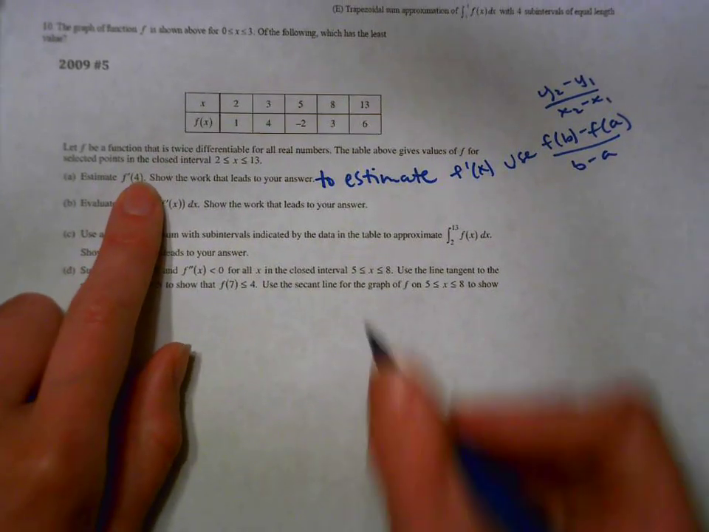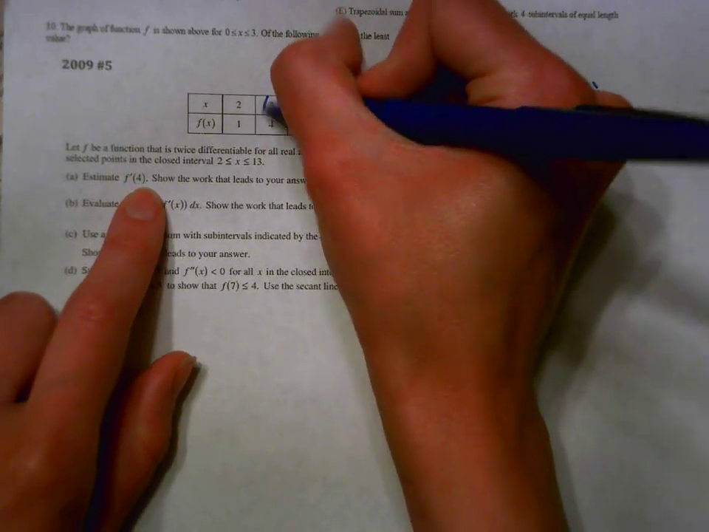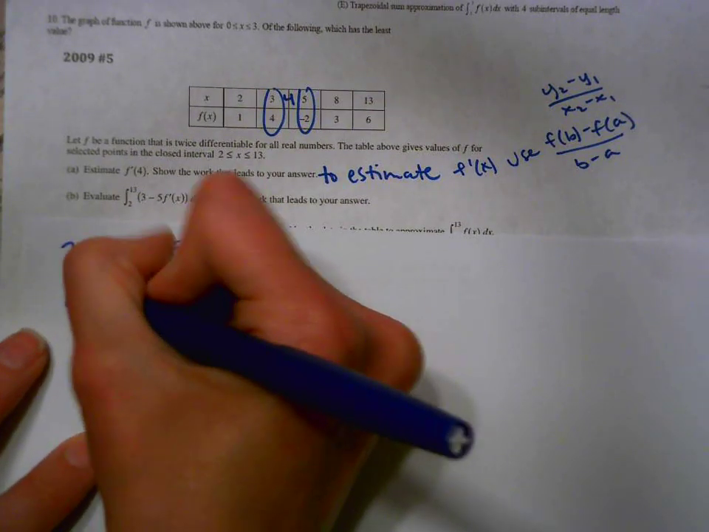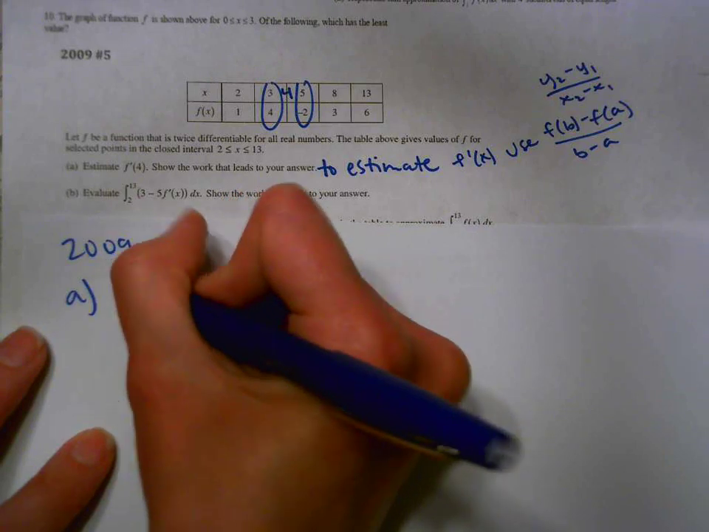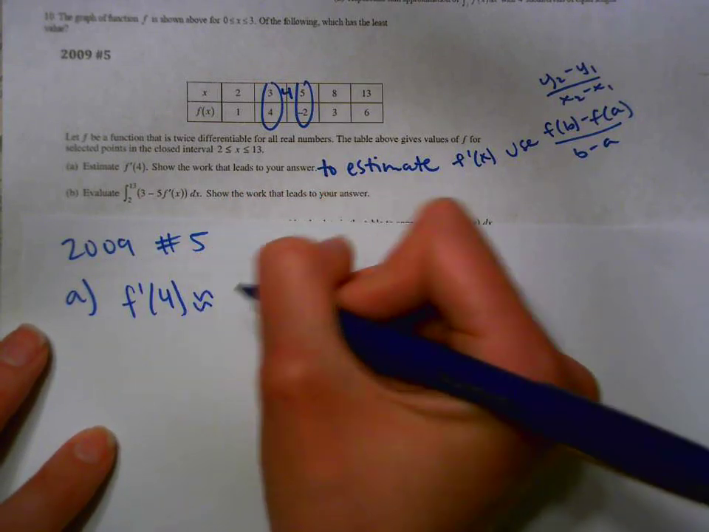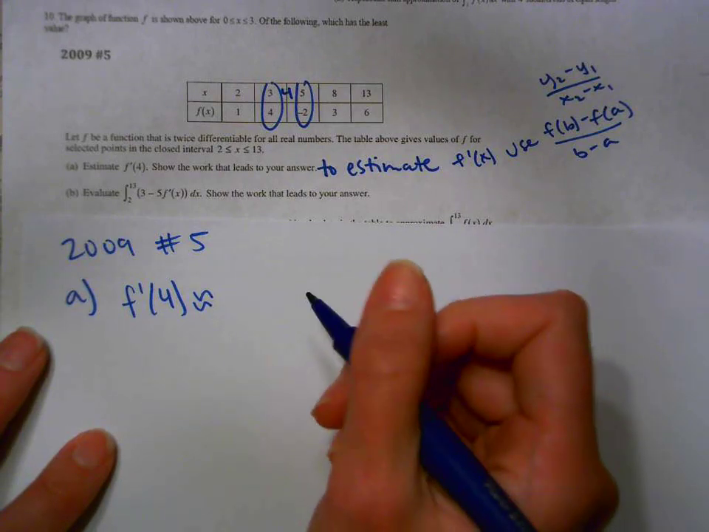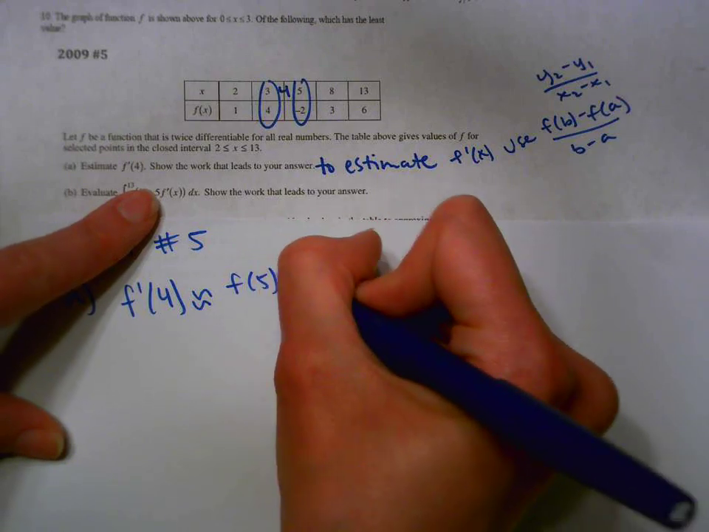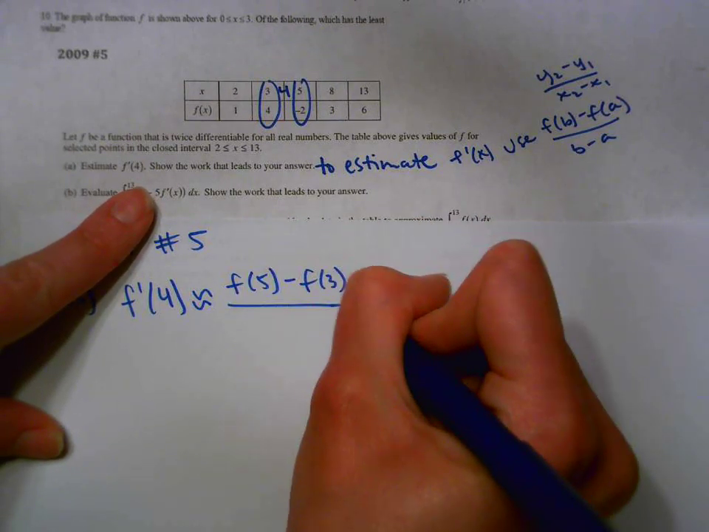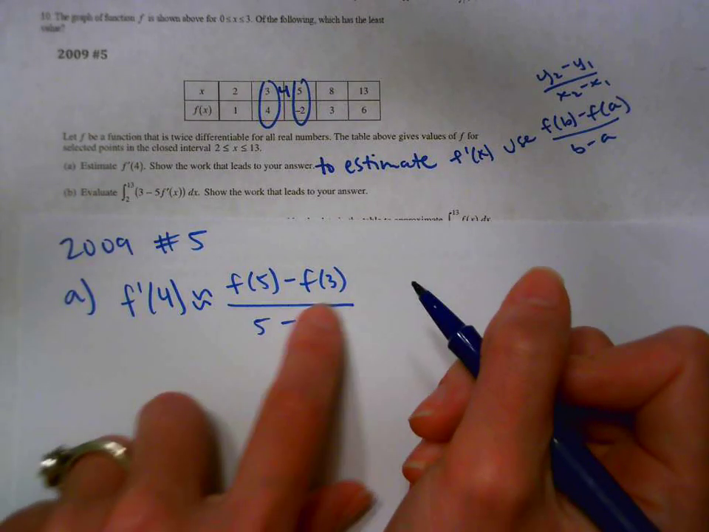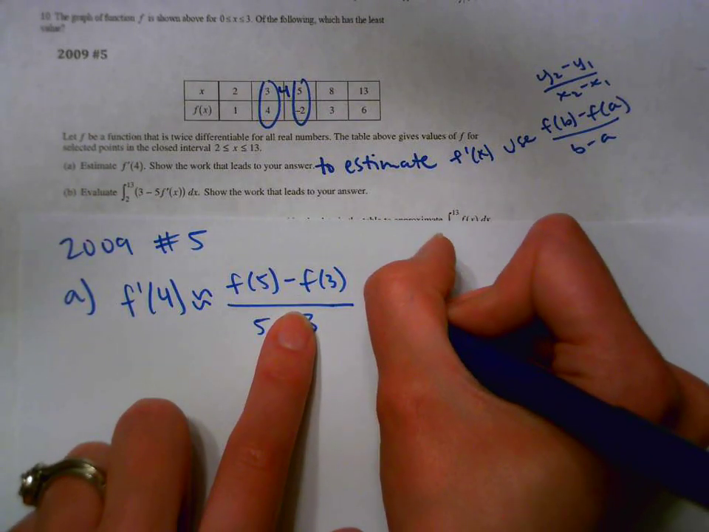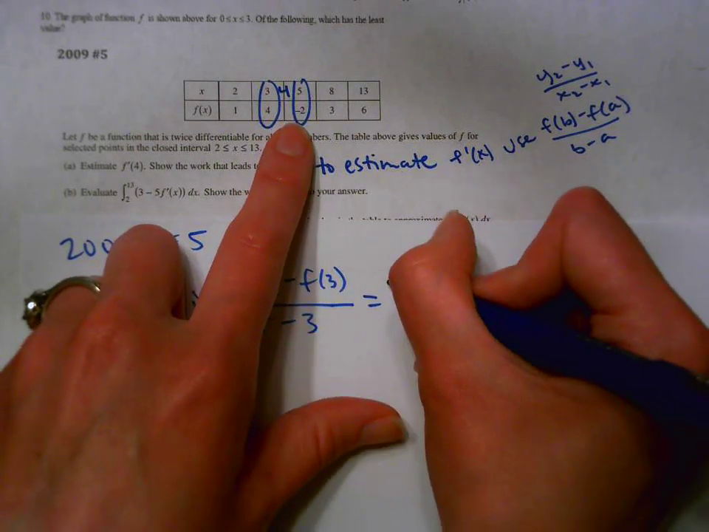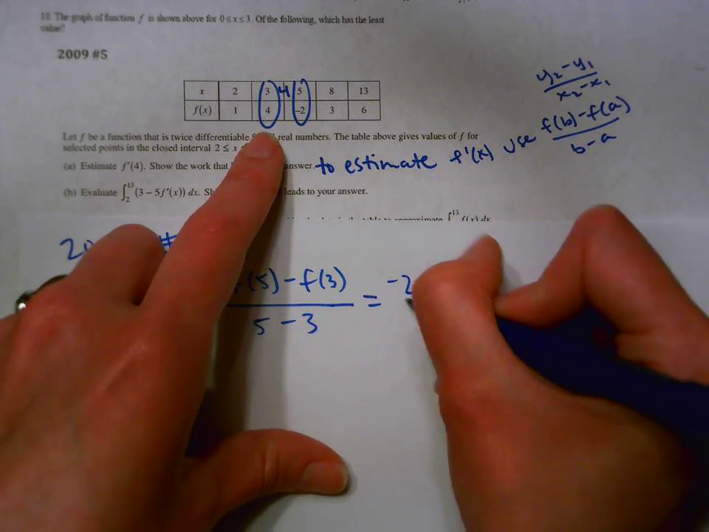You just want to capture 4. So we know 4 falls right here, so we're going to use those 2 points. So for a, we're going to say that f prime of 4 is approximately, a squiggle sign, because we're estimating it, the average rate of change using those points. So f of 5 minus f of 3 over 5 minus 3, which if this part, writing it in terms of f, you don't technically have to do that.